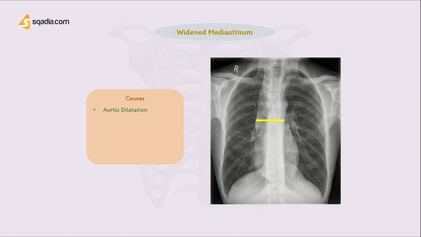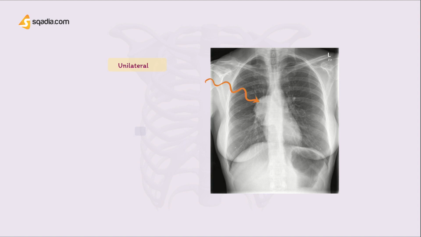Next, we have widened mediastinum. Now, the important causes of a widened mediastinum include aortic dilatation, which is usually caused by aortic aneurysms or dissection. We have lymph node enlargement. We have dilatation of the esophagus, thyroid enlargement, and thymic tumors. Moving on to hilar enlargements, this can either be unilateral or bilateral.